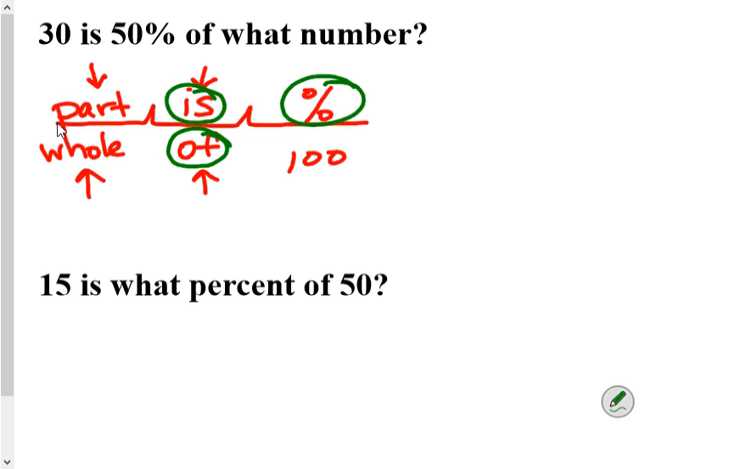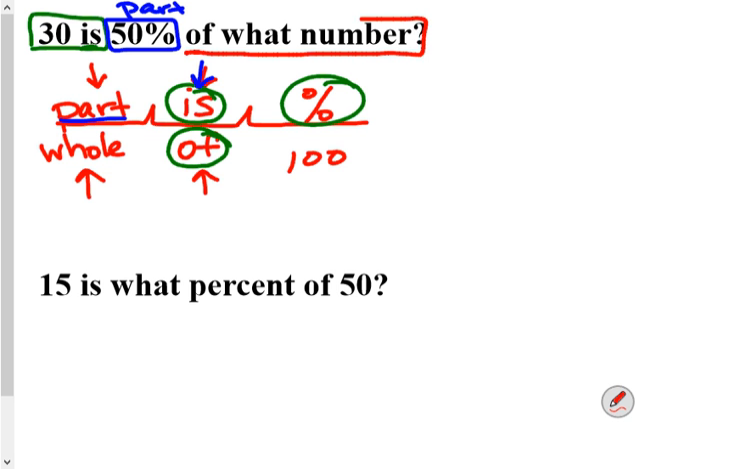Here's the word is, and the number with it is the 30. You might be saying, well, why isn't it the 50? Well, because the 50 is the percentage. So 30 is 50%. Where you see the percent, you might think of that as a part. So we could say 30 is part. That should also make sense why that's an is, why that's a part that would go on top. And then it's part of what number? So we see the of is what we're looking for, of what whole.